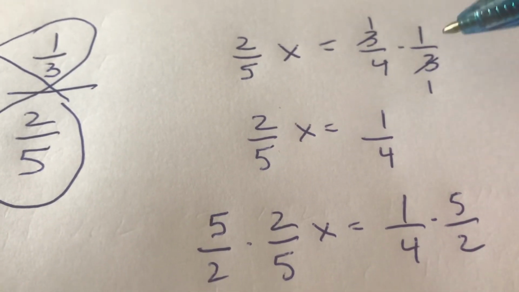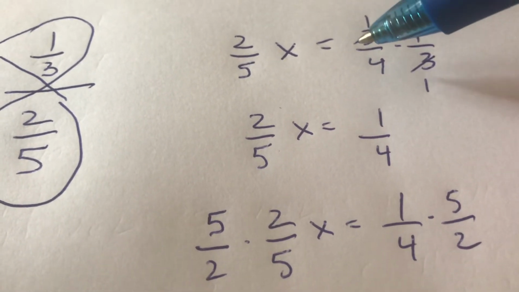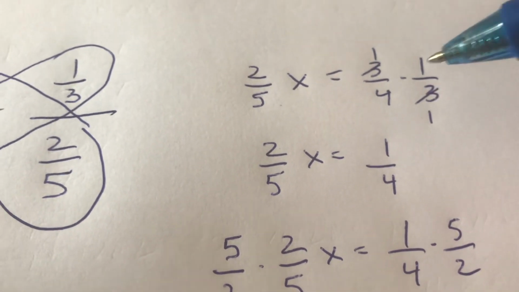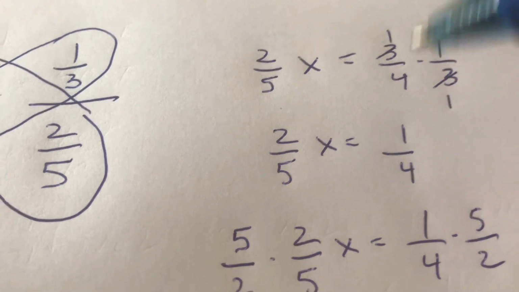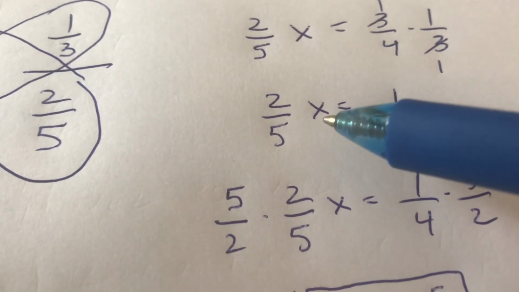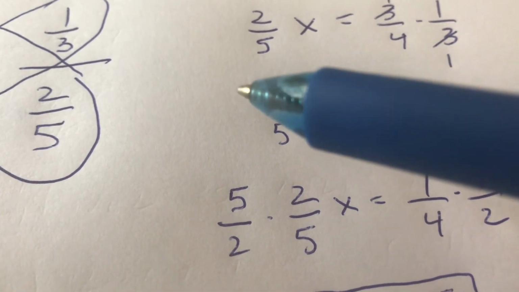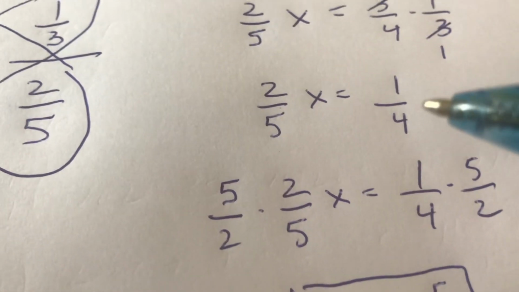Okay, you could multiply it out and get 3/12 and reduce, or you can, 3 goes into 3 one time, 3 goes into 3 once, and so I'm left with 1/4. Now once again, we don't have x by itself, it's a fraction, so we multiply both sides by the number flipped over, 5/2. Both sides by it.